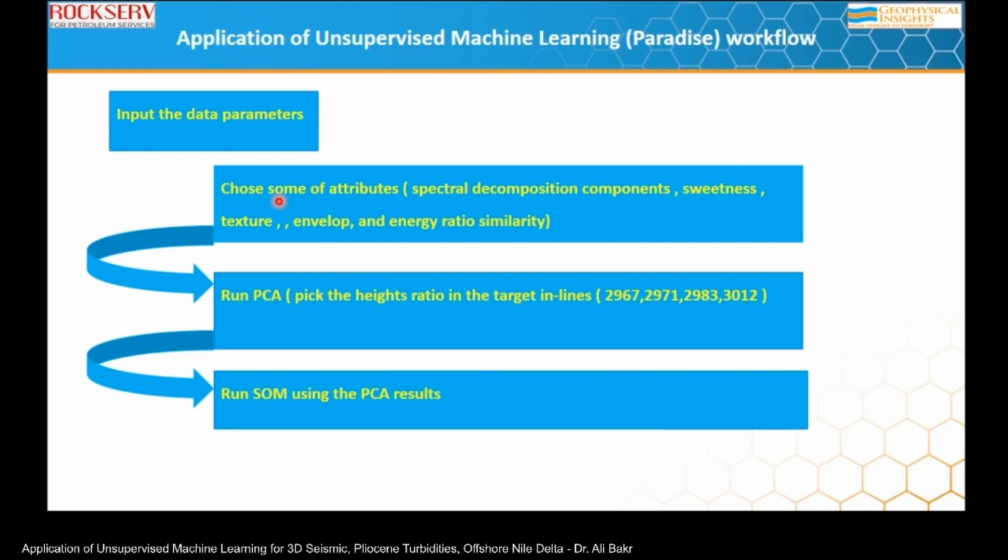So we chose some of the attributes: the spectral decomposition components for Geophysical Insight, the sweetness, the texture, the envelope, and the energy ratio similarity. Those are what we chose out of the PCA. More than those were used for the PCA, but out of it, we came up with those as the most influential attributes. Then we ran the PCA over these four, and after that we used the data in order to run our SOM using the PCA result.